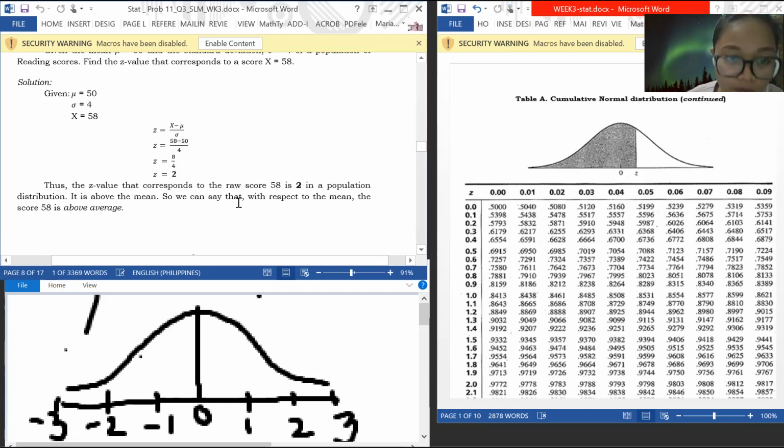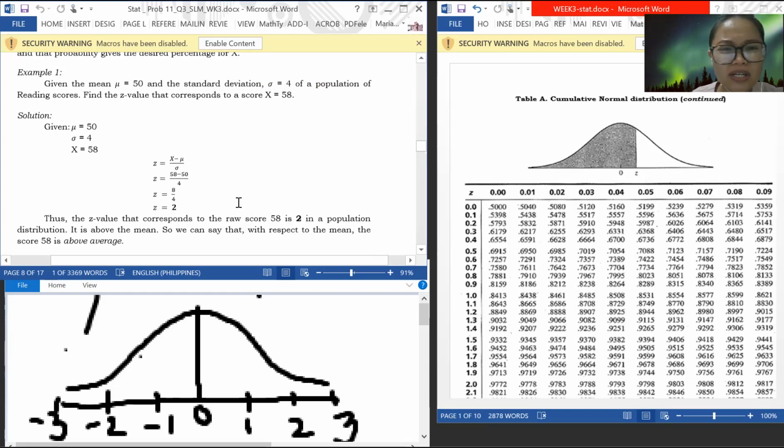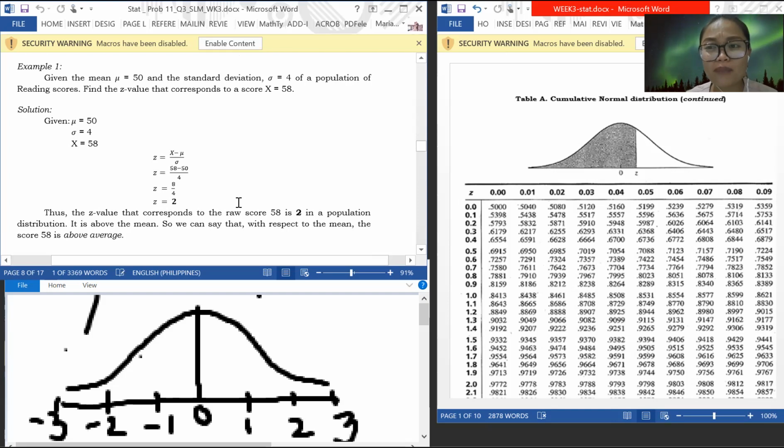So, the z-value that corresponds to the raw score 58 is 2 in the population distribution. It means to say that the score 58 is above average. Actually, without solving, makahibaw man ta nga above average siya. Kagibutang baya dira ang average 50, yung score 58. So, above average, good siya. But, gi-convert na to, no?